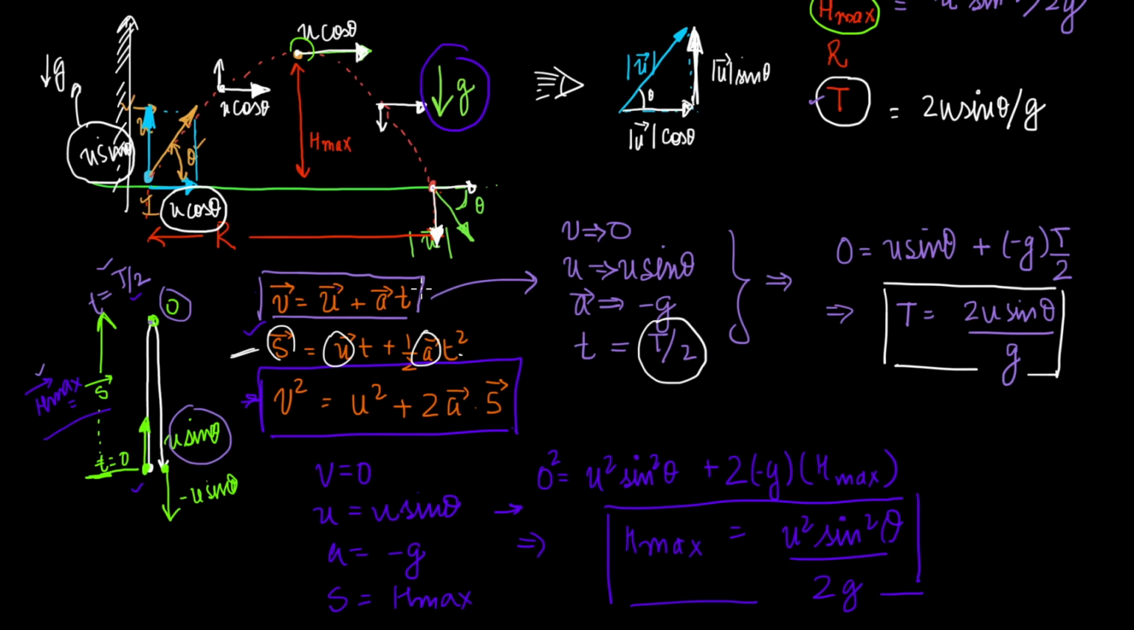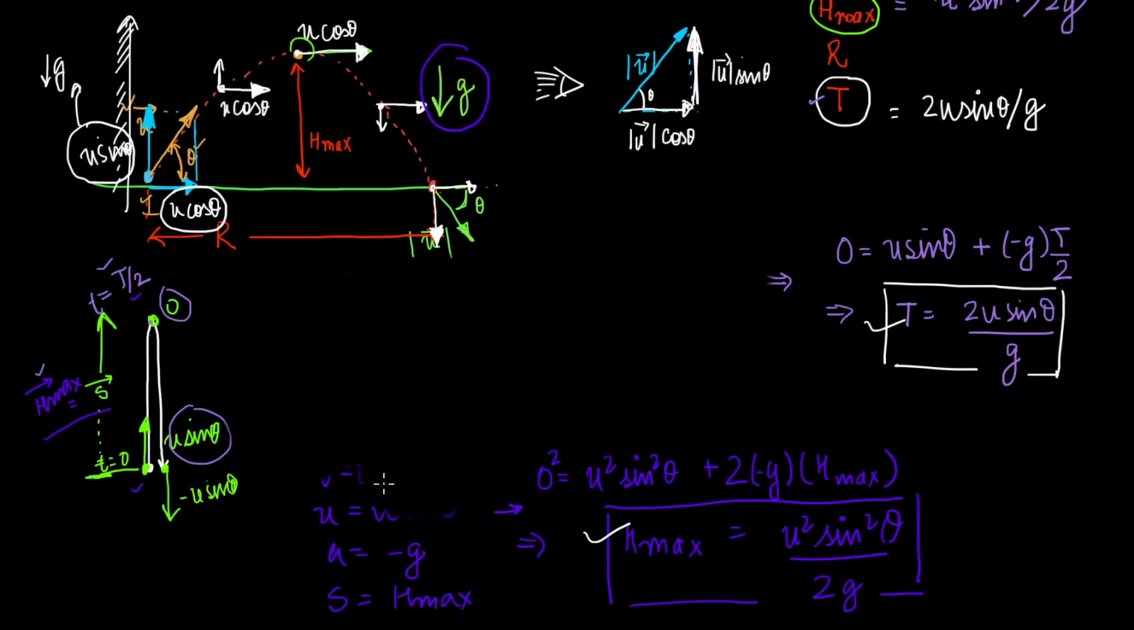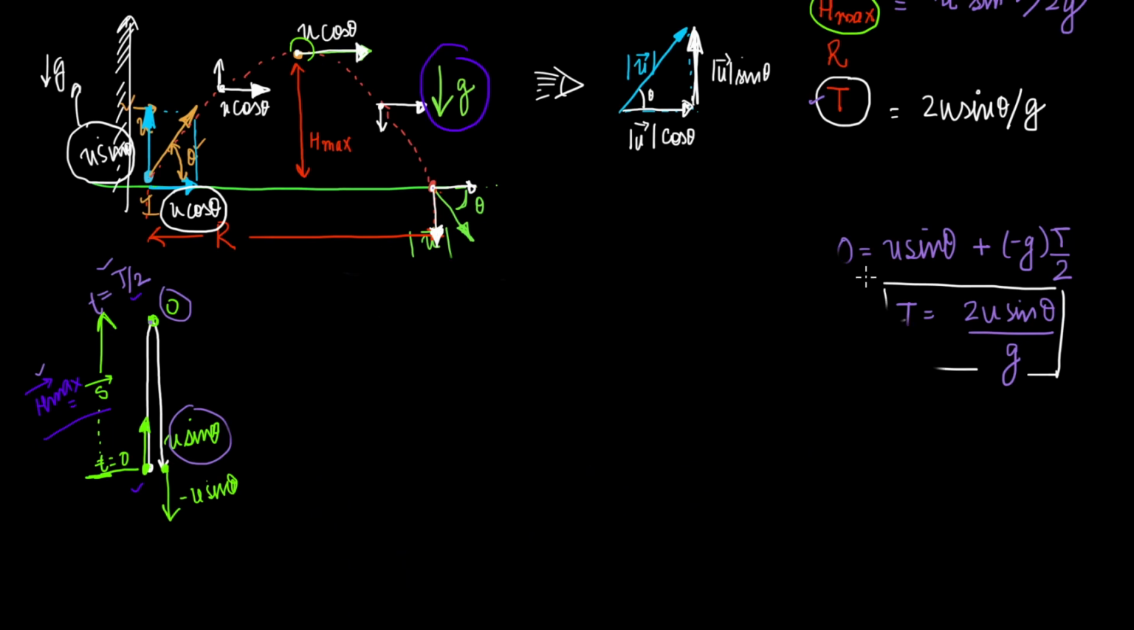So we chose this easy way out, which was the first equation and the last equation, and they helped us evaluate the time of flight and the maximum height that the ball attains. All right. Now we are left with one last question, and the last question is, well, what really is R, or the range of flight?